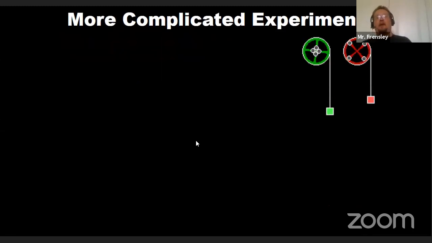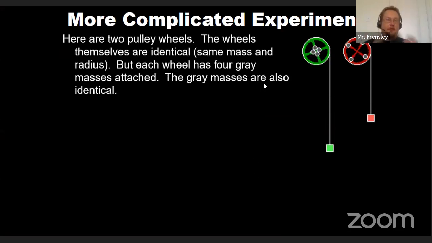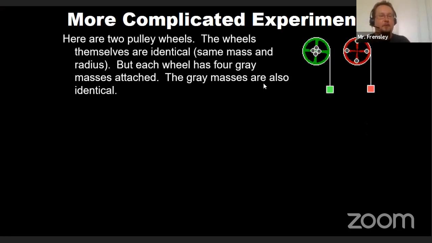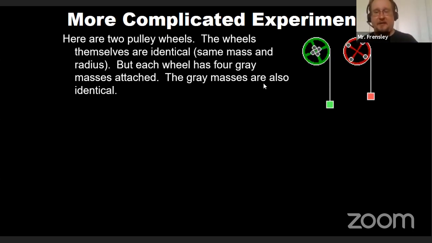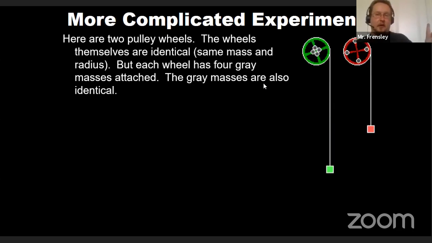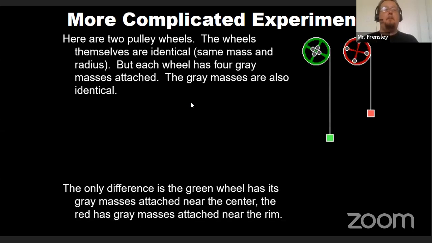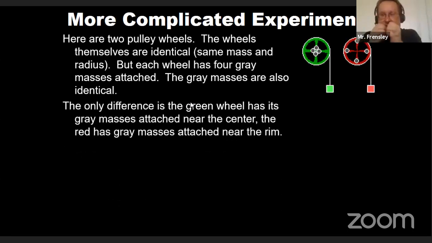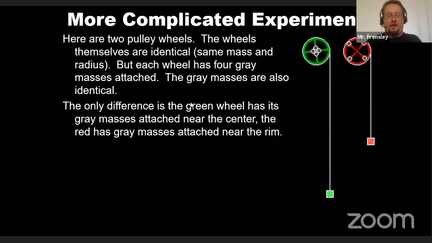Okay, so here's a more complicated experiment. Hopefully you can see this little animation on the side. You see a green wheel and a red wheel, and they both have 4 masses attached to them. So we see 2 pulley wheels. The wheels themselves are identical, but each one has 4 gray masses attached. So let's say the green and the red wheel are identical, and all 8 gray masses are identical to each other, right? But the green wheel has the masses close to the center. The red wheel has the masses farther away from the center, right?